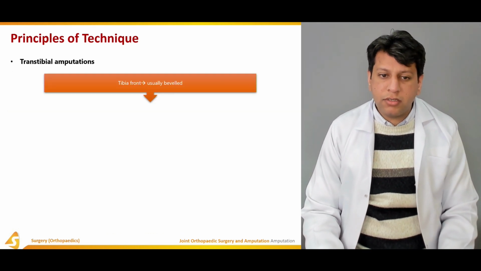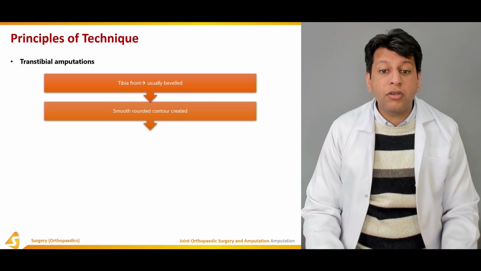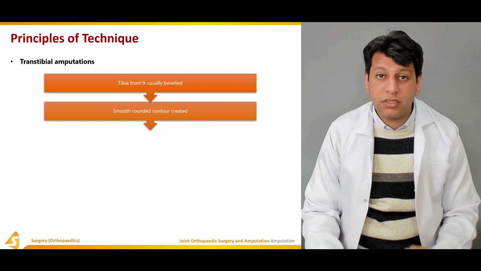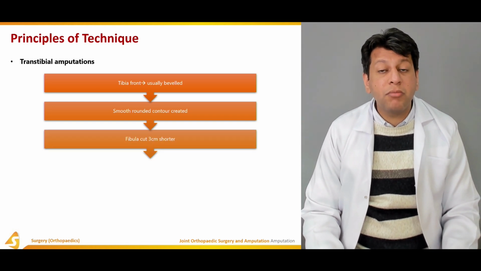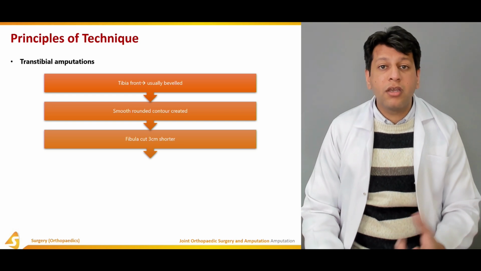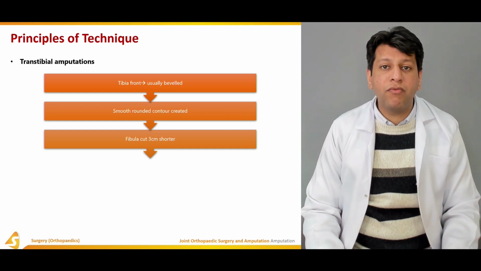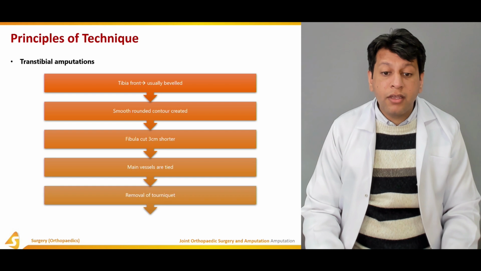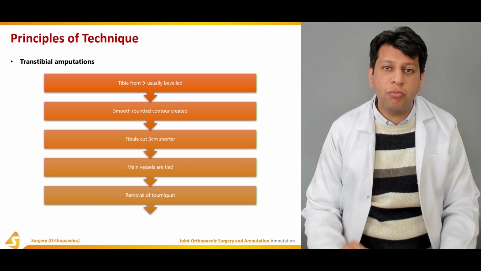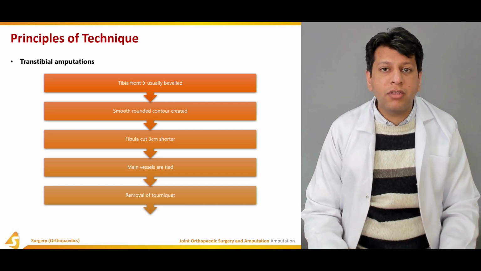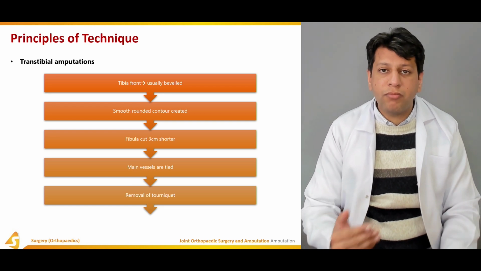So in transtibial amputations, the tibia is usually beveled, and smooth rounded contours are created so that the tibia does not damage the muscle area. The fibula is cut actually 3 centimeters shorter. Why? Because otherwise the fibula can regrow and produce a painful stump. Main vessels are tied, and removal of the tourniquet is done. Once we know that we have tied the main vessels, we have to look for the bleeding points. If there is any bleeder still out there, we can tie it up, or if there are small bleeders, they can be cauterized to secure hemostasis.